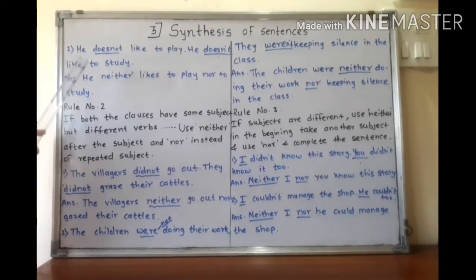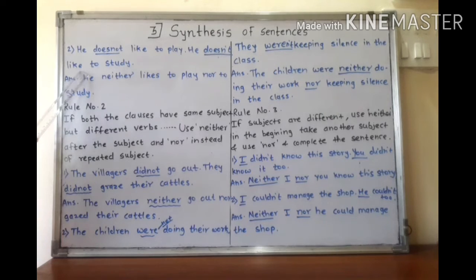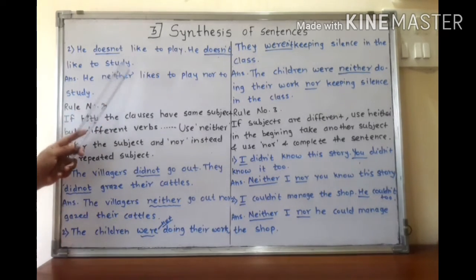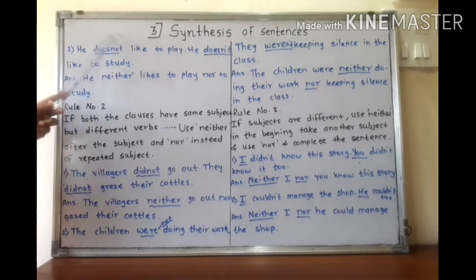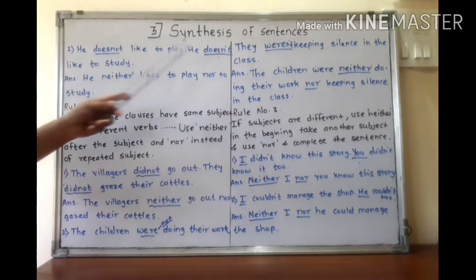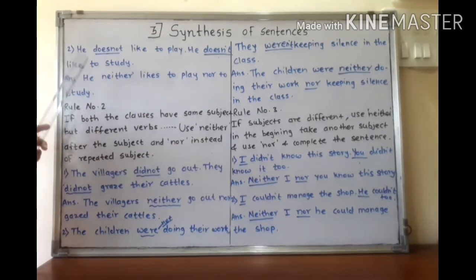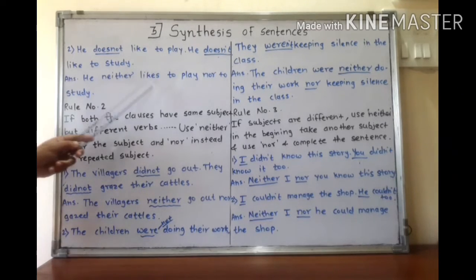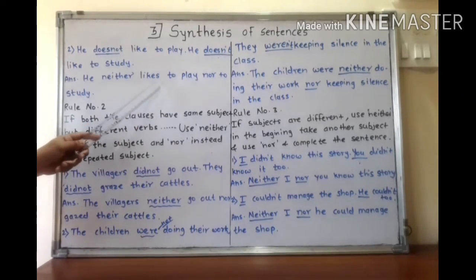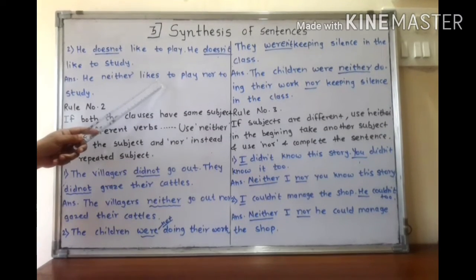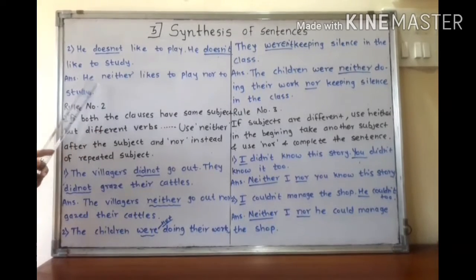Second example: he does not like to play, he does not like to study. Does not like to play and does not like to study are different parts, and instead of this negative word we have to use neither. Instead of this another negative word we have to take nor and avoid this repeated subject. So how will the answer be? He neither likes to play nor to study. Why have we taken likes here? Because here we are removing does not. So the present form of the action verb we are using. So he neither likes to play nor to study.